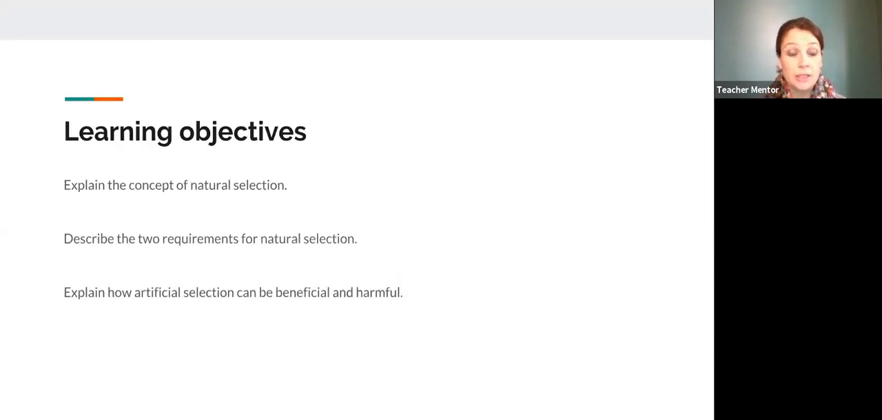The learning objectives for today: we are going to explain the concept of natural selection. We are going to talk about the two different requirements for natural selection, and we're going to talk about artificial selection, how it can be beneficial as well as harmful.